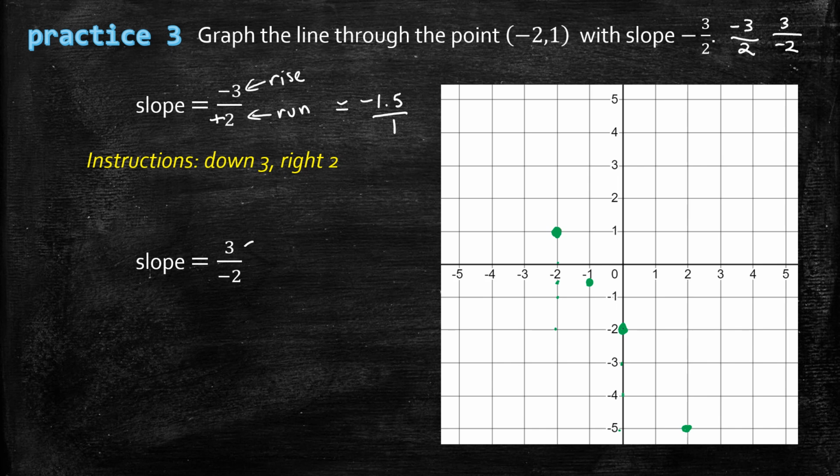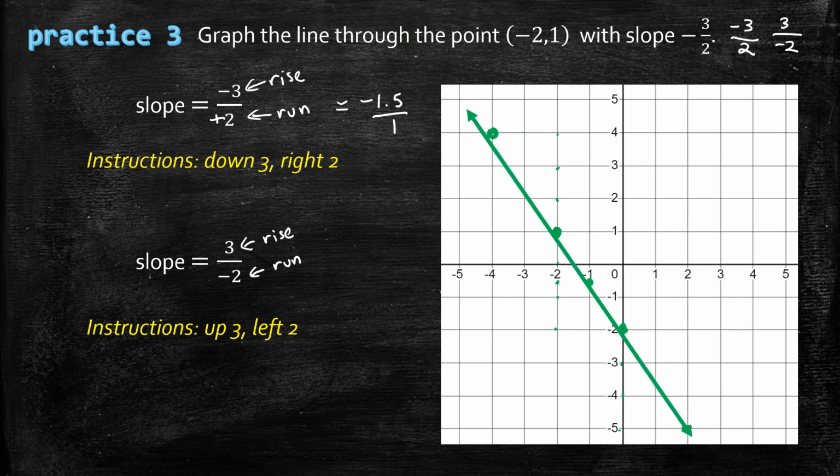So the other way of writing it is where the rise is 3, that's positive now. So that means that we move up, and that -2 for the run instructs us to go left 2. So let's go back to our starting point right here, and let's go up 3: 1, 2, 3, and left 2. And we can see that the pattern continues. In fact, instead of graphing every single point, I think we have enough now to just draw that line connecting all those points.